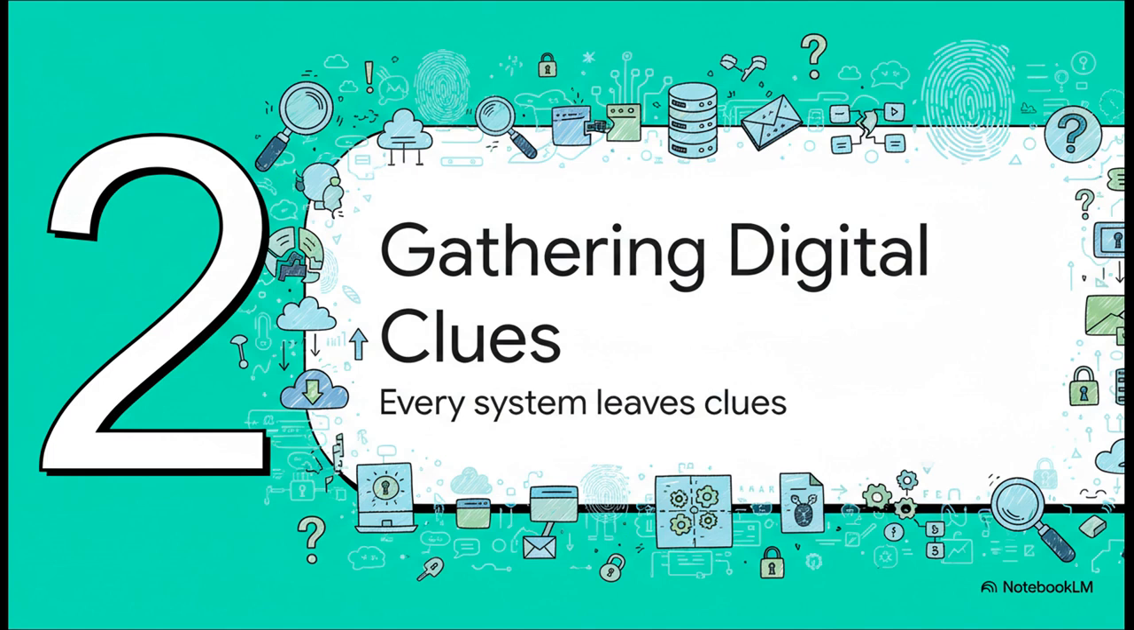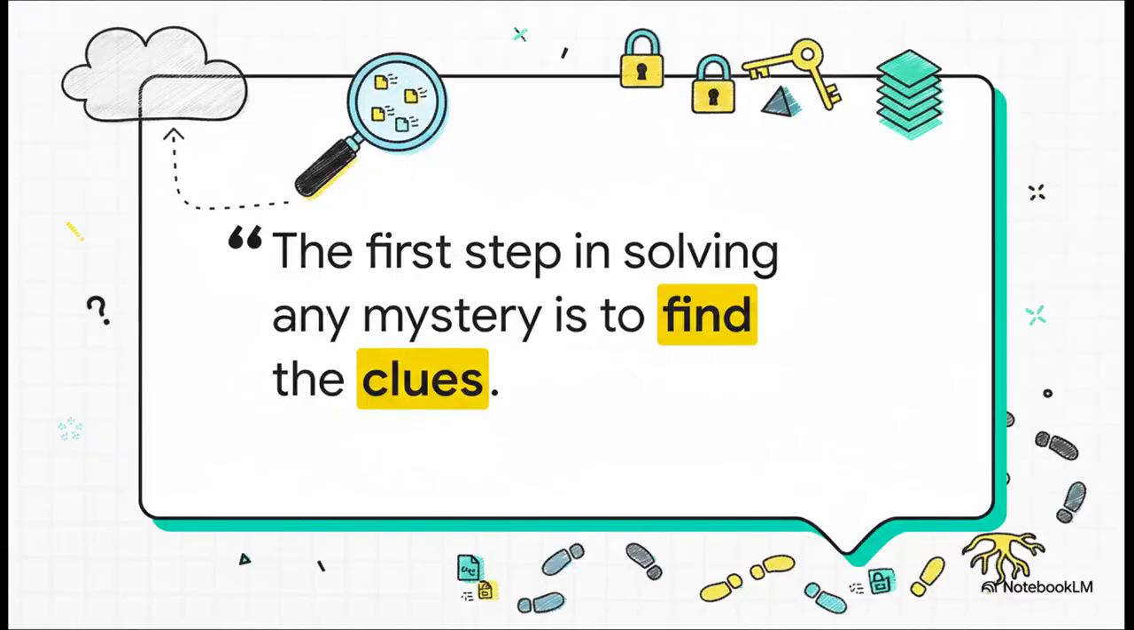Now, any good detective will tell you the very first step in solving a case is gathering the evidence. And in our digital world, every single action, every process, every error, it all leaves behind a trail of clues. The job of our cloud detective is to know exactly where to look for them and how to bag them. And this could not be more true in the cloud. These clues are our raw data. They're the digital breadcrumbs that are going to lead us right to the root cause of whatever problem we're facing.